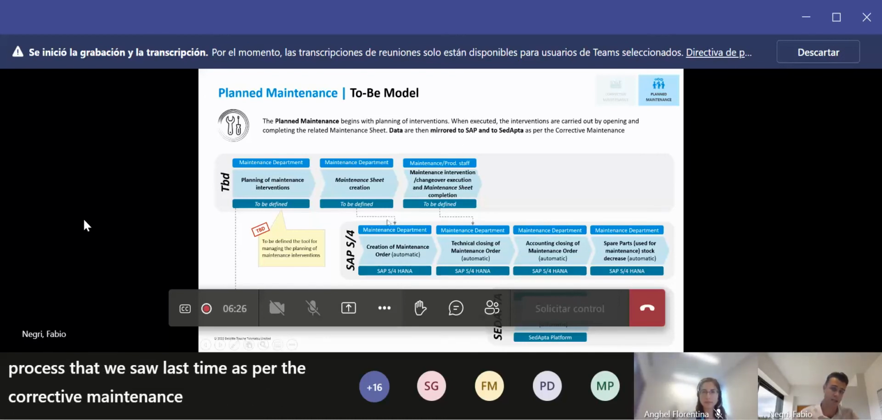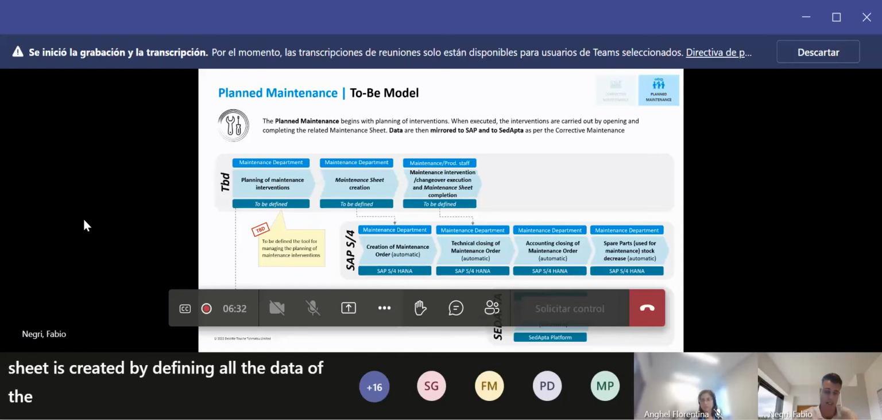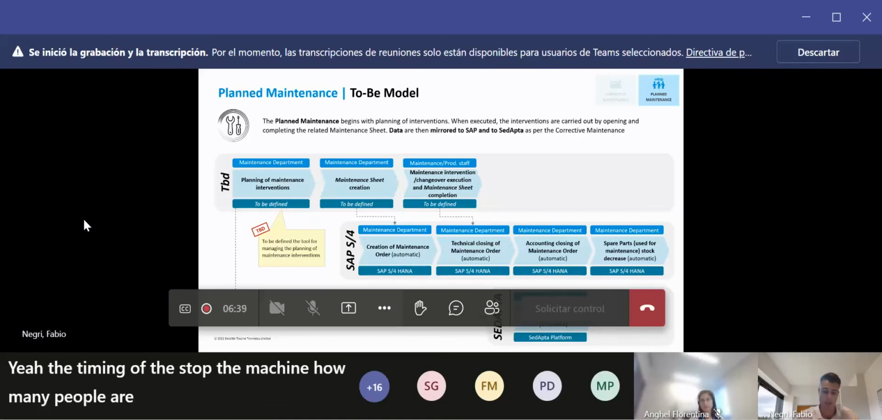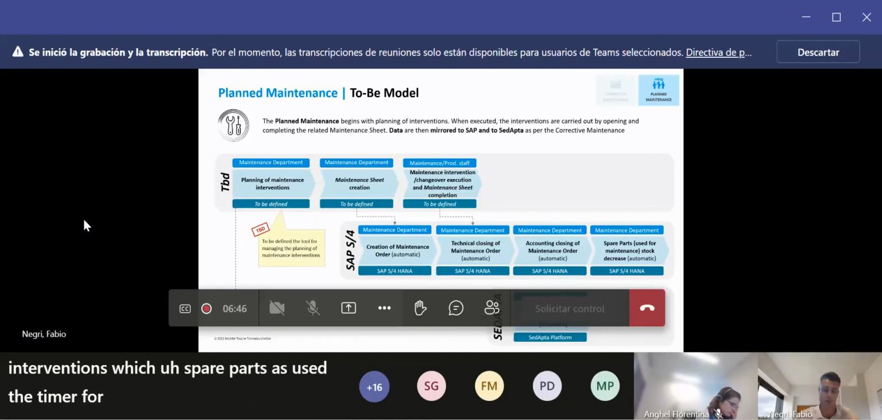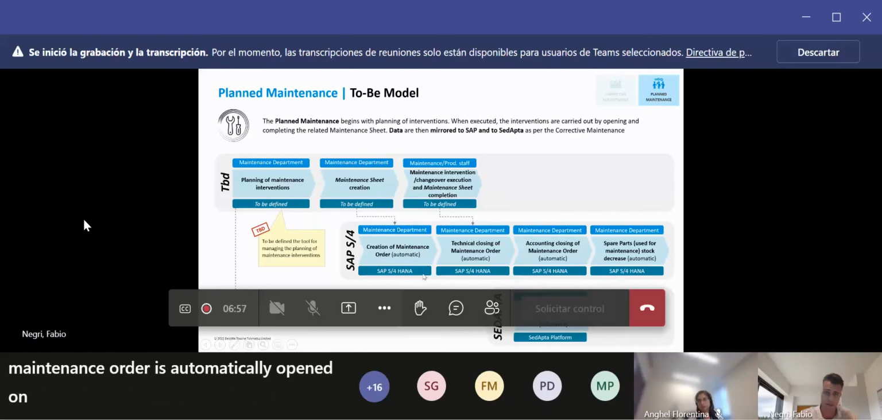A maintenance sheet is created by defining all the data of the intervention: the machines, the timing of the stop of the machine, how many people are working on these interventions, which spare parts are used, the time for completing the intervention, and so on. As the maintenance sheet is created, a maintenance order is automatically opened on SAP.